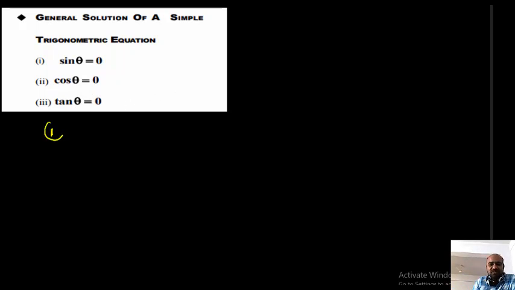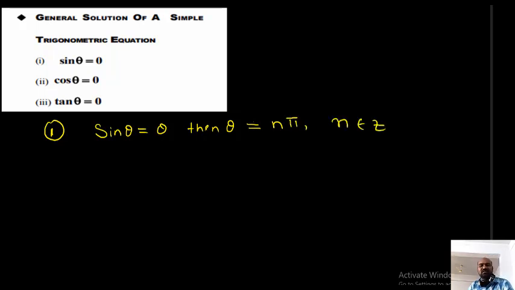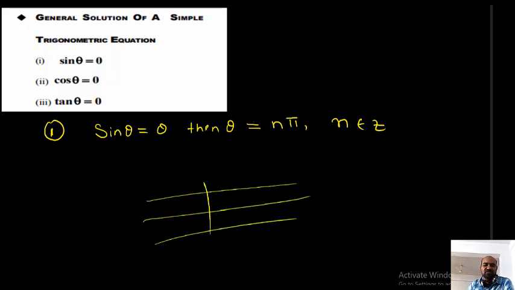First one. Sin theta equal to 0. Then what is the value of theta? Then theta, we can say that theta equal to n pi, where n belongs to Z. Everyone can say, no? Because you know the graph of the sine function also. So this is the graph of the sine function.